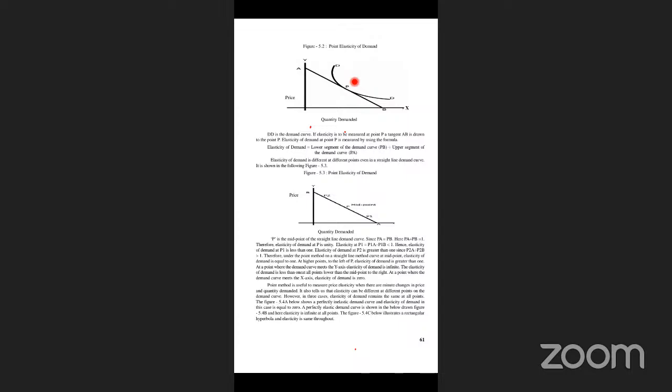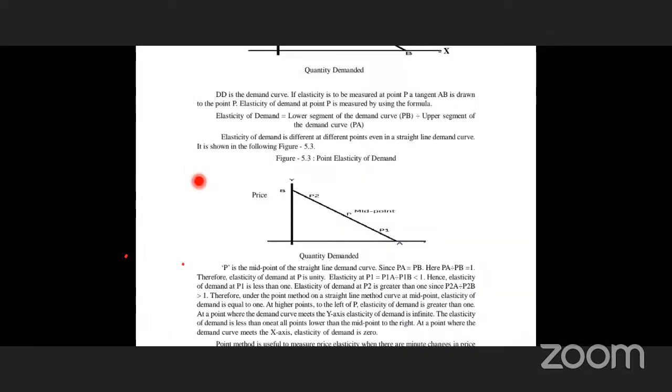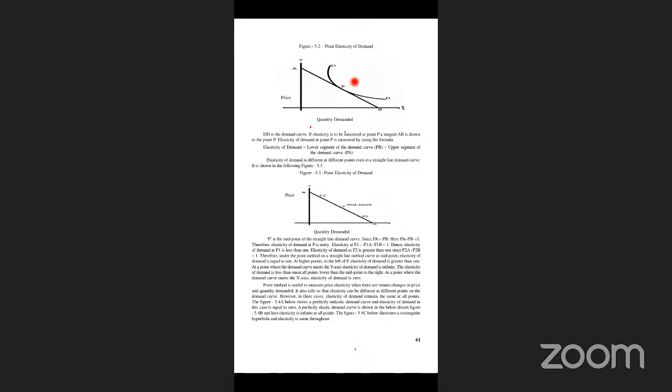Now, you are from a mathematics background, not a very high level or intensely mathematical background, just fundamentals. 10th to 12th class knowledge is sufficient to understand the derivatives, etc. AB is drawn to the point P. Elasticity of demand at point P is measured by using this formula. Elasticity of demand is equal to, since it is dividing into two parts, the lower part of the segment of the demand curve divided by the upper part of the demand curve.